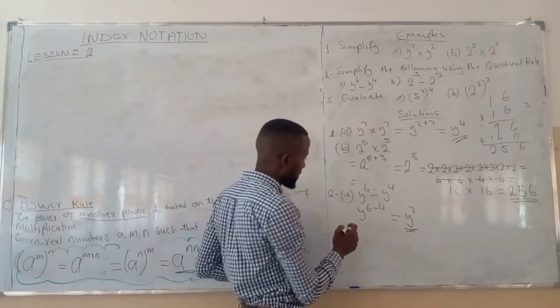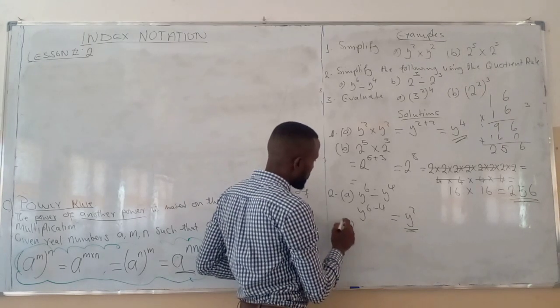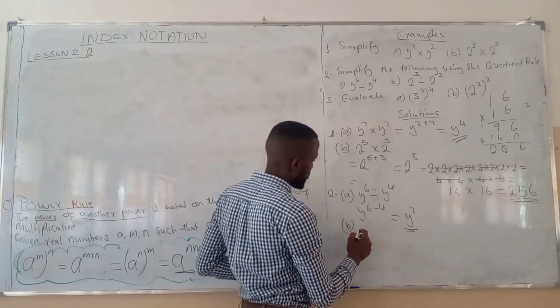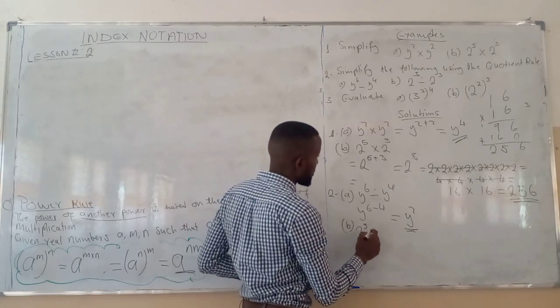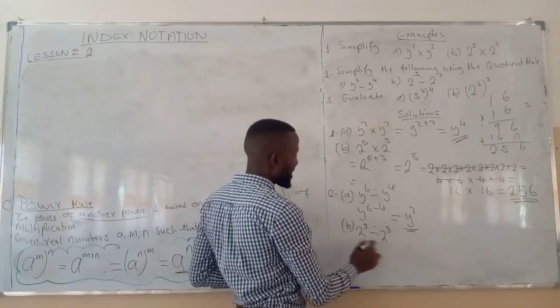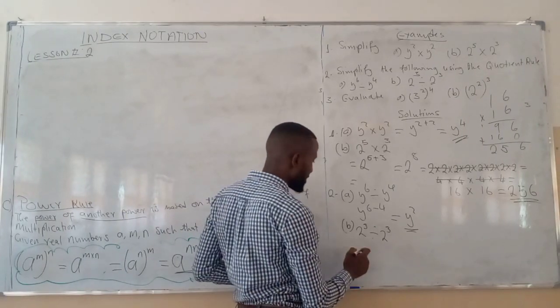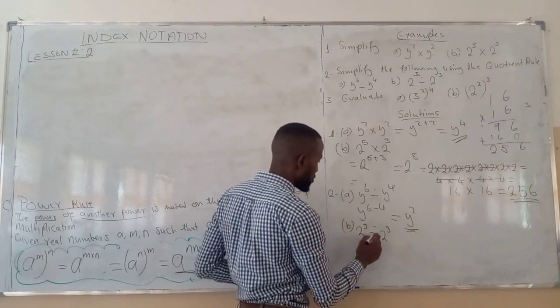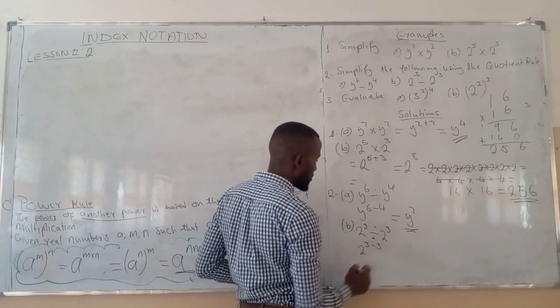So we are done with question number A. Question number B is 2 to power 3 divided by 2 to power 3. Okay, so the bases are the same here. So what you do is maintain the base, which is 2. Then subtract the powers, because this is the quotient rule we are using. 3 minus 3, this one.